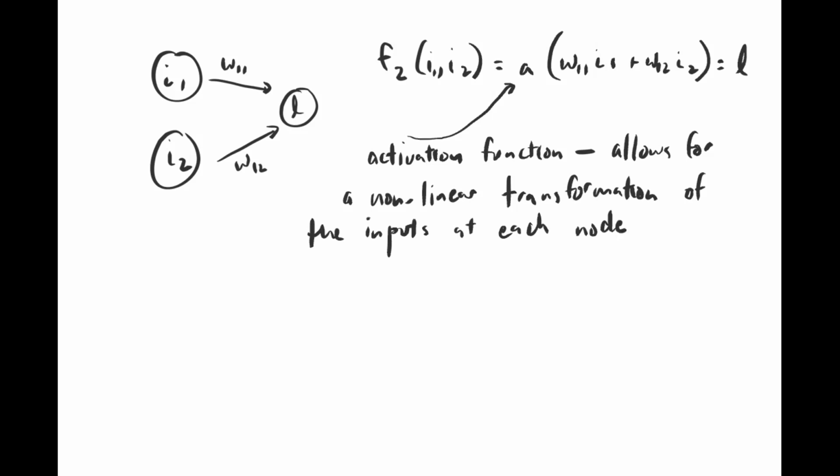Okay, so what is going on here? If I have some kind of linear combination of my inputs, maybe I want that to translate to a non-linear output. And so you can have this activation function to help sort of mediate that. And so let's talk about common activation functions.